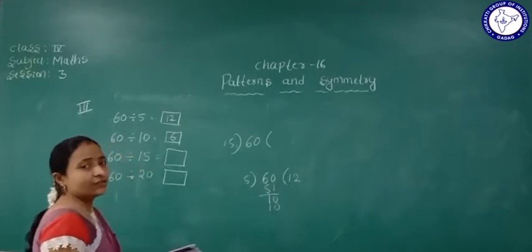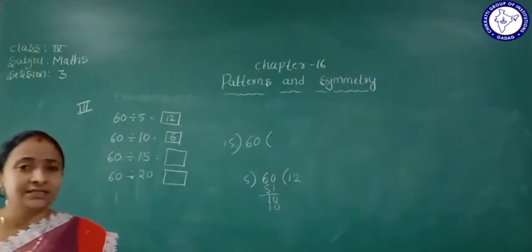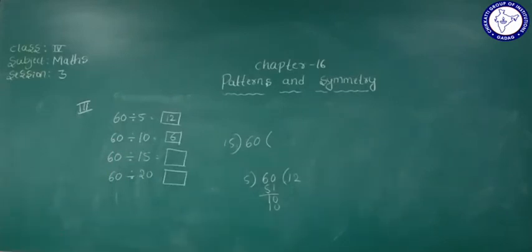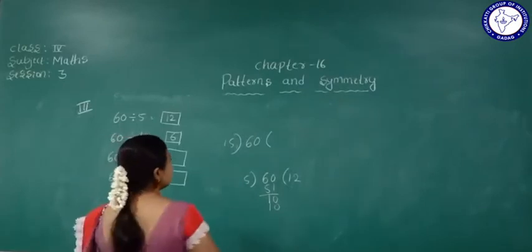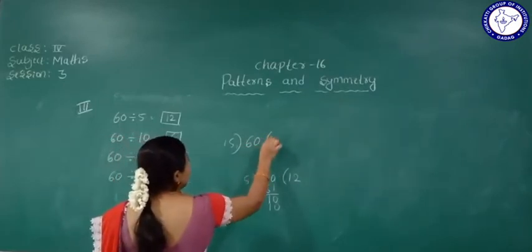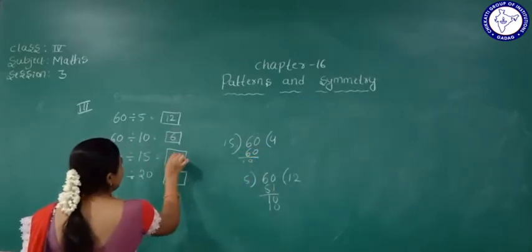So 15 ones are 15, 15 twos are, it can go on. We can see the table of 15: 15 how much is 60? So 15 ones are 15, and counting the table, 15 4s are 60. Yes, you can get the answer, that is 4.